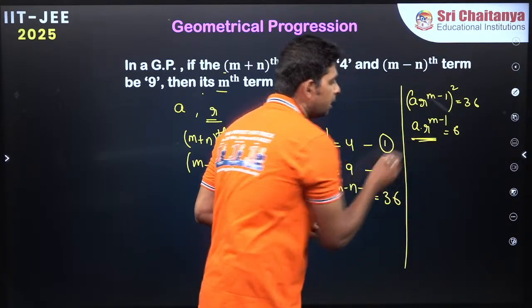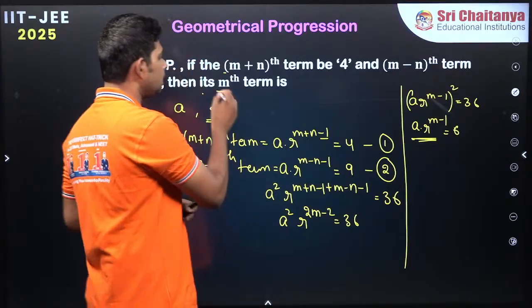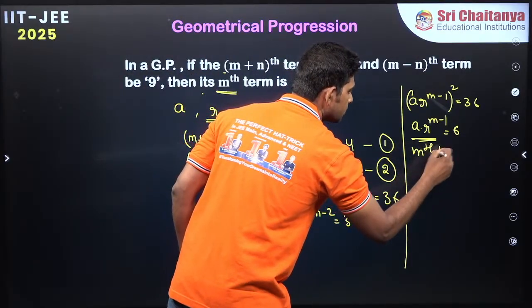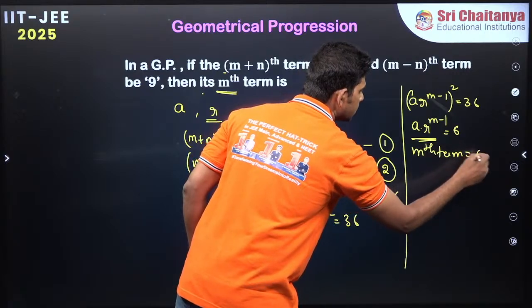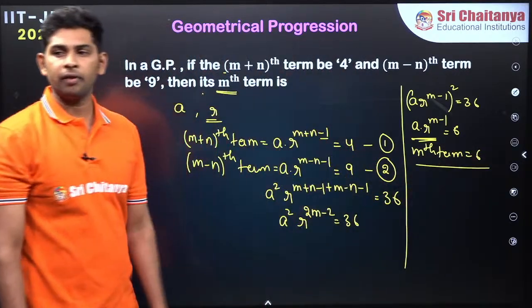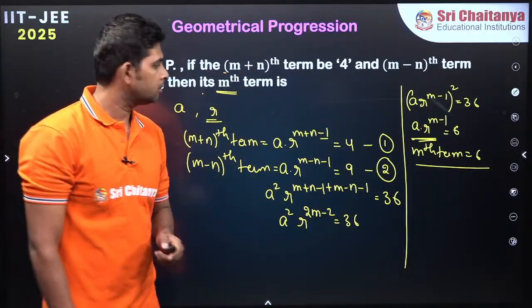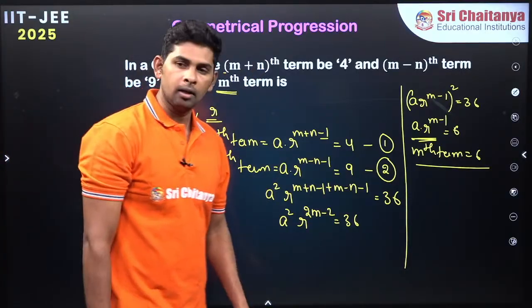What is this term here representing? Isn't it the mth term here? Yes, this is the mth term. The mth term is equal to 6. That is how you are going to find it when they have given different terms of this GP. Right? Are you liking this question here? Please give me the thumbs up.